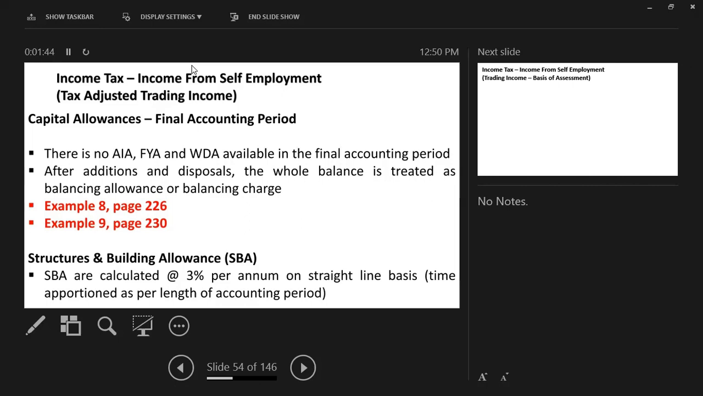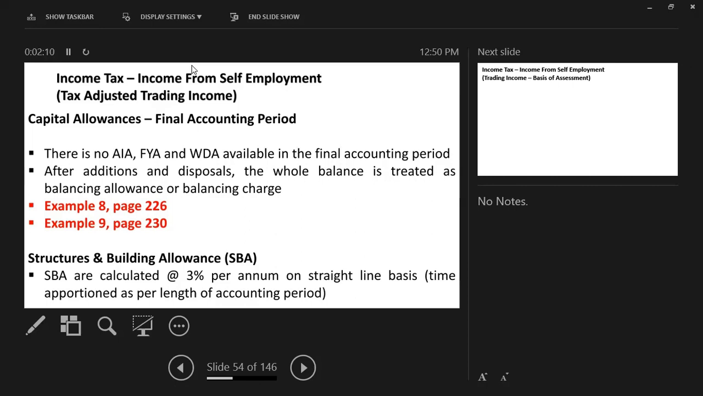So altogether it is easy. Whatever the cost of the building is, for example, the cost of the building is 100,000. It has a life of 10 years. So what we will do, 100,000 divided by 10. Each year we will claim 10,000 as SBA. This will also be part of capital allowances. We will add that. That's it. No further complication.